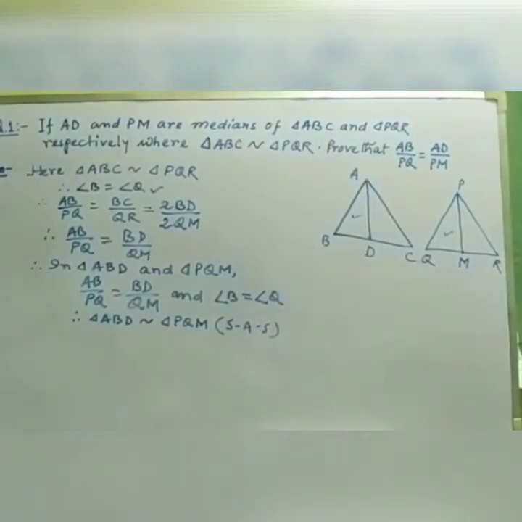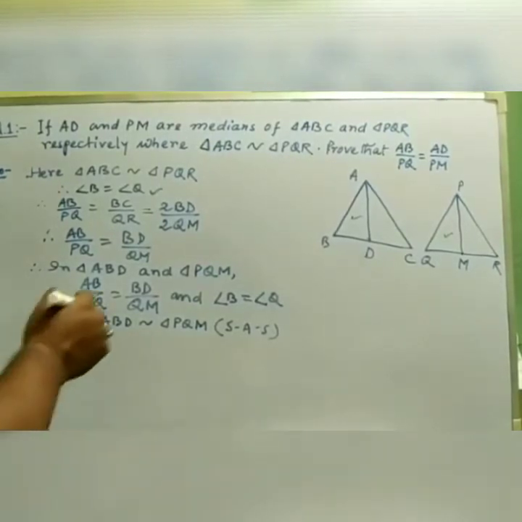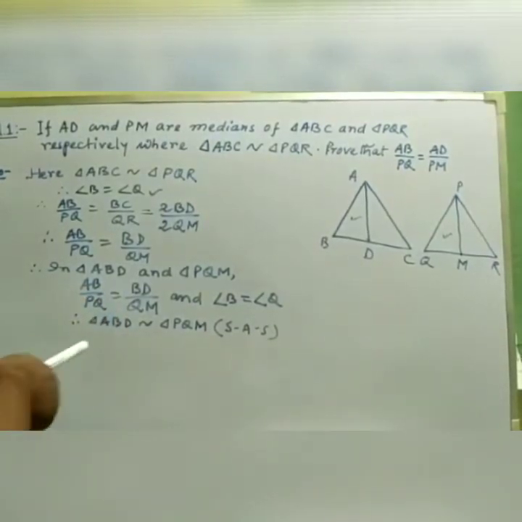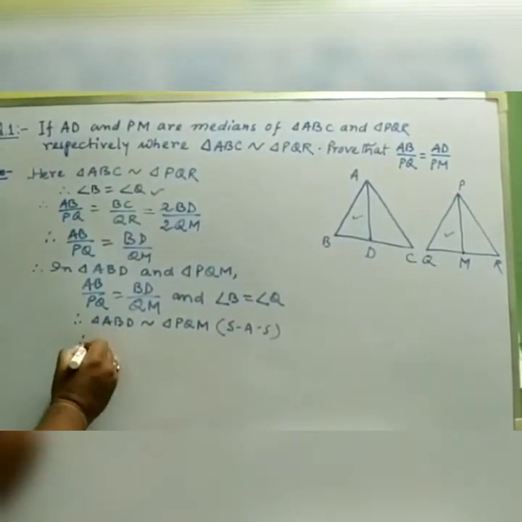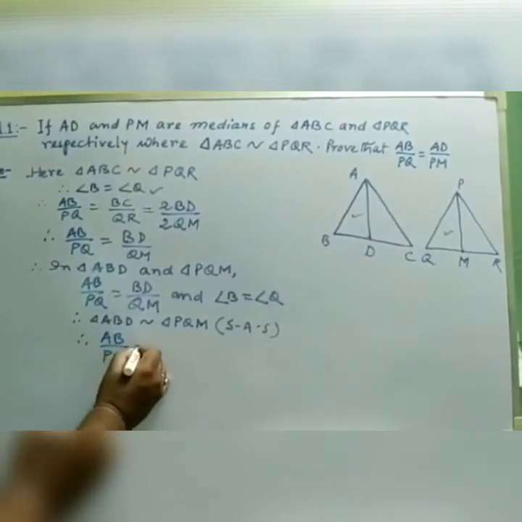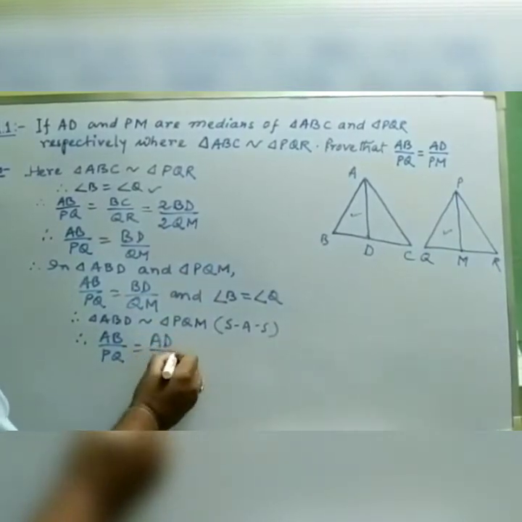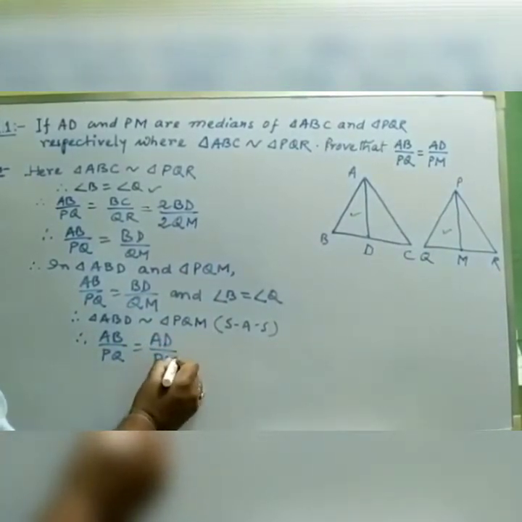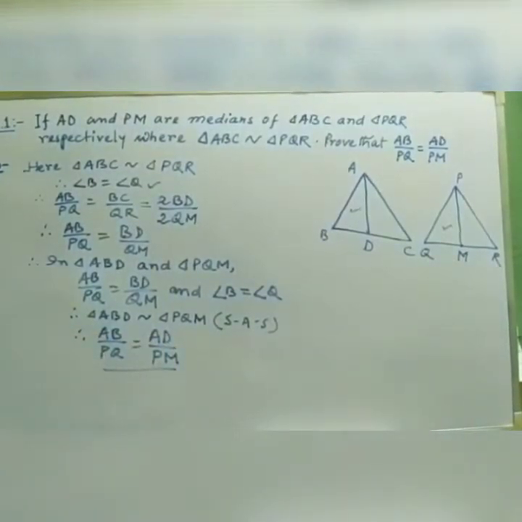We can show that both triangles are similar, and with that similarity criteria, for these similar triangles the sides are proportional, so we get AB by PQ equals the medians AD by PM. That is what we needed to prove, and we got the result.